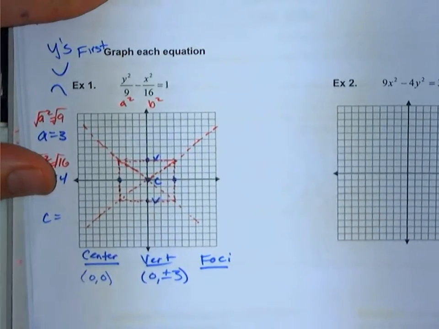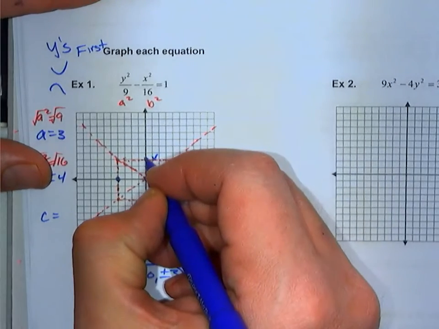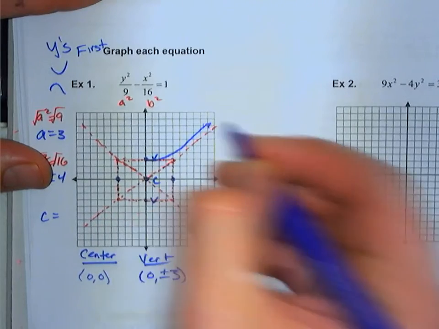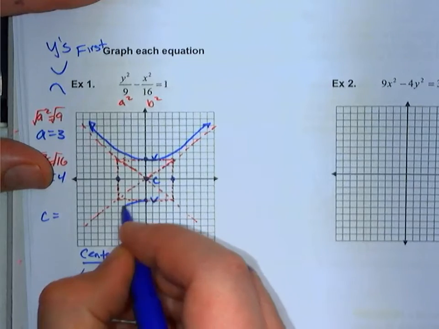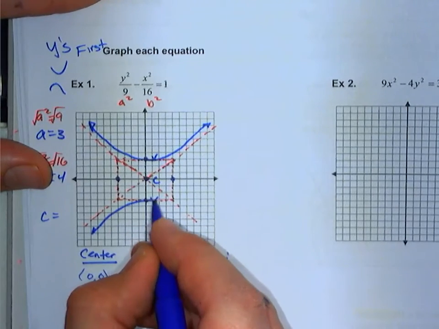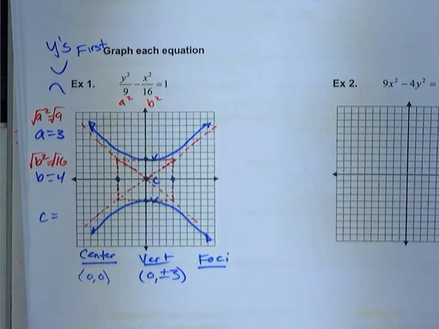Okay. And now I've got enough to graph this thing, right? I've got my center, my vertices, I've got my asymptotes. So now I'm just making little balls, getting closer and closer to these asymptotes, nice and long. Little hyperbolas. A little bit wider, a little bit straighter than a parabola. And there we go.